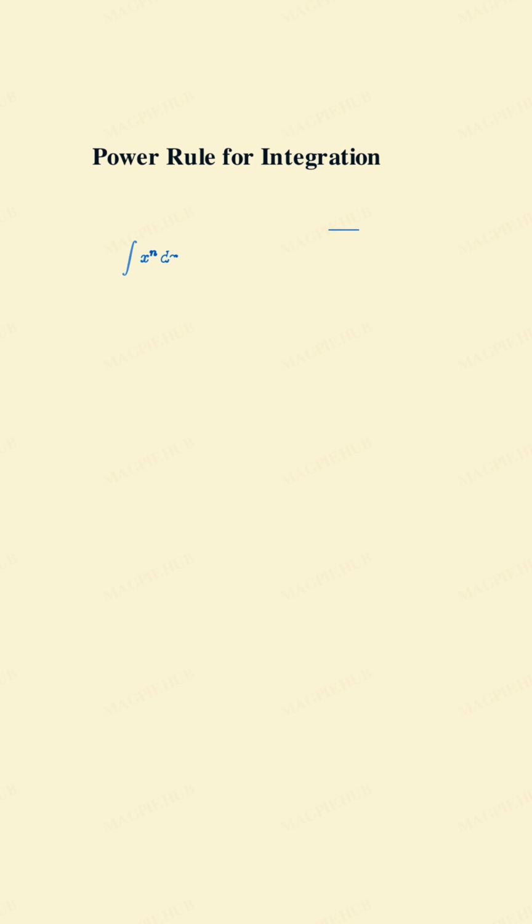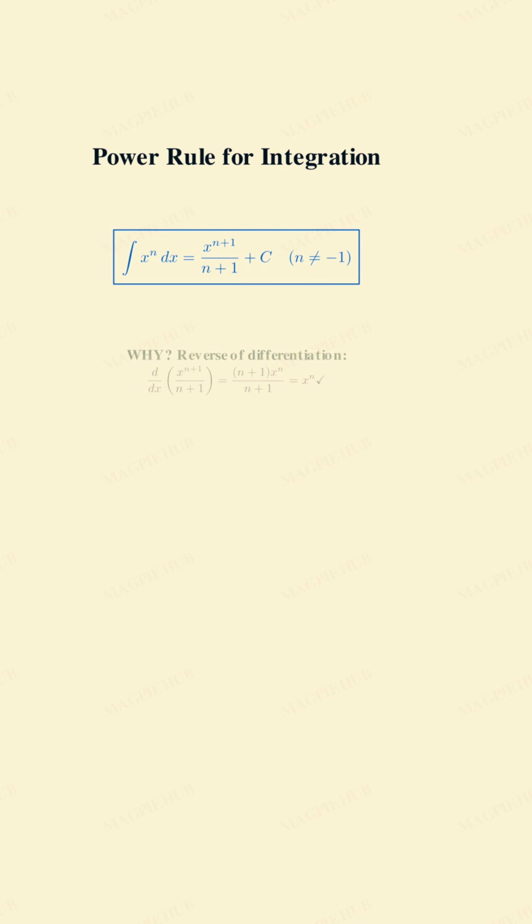The power rule for integration, the most fundamental formula. Integral of x to the n dx equals x to the n plus 1 over n plus 1 plus c, valid for all n except n equals -1. Why does this work? Because differentiating the answer gives back x to the n, it's just the reverse of the power rule for derivatives. Here are the most common algebraic integrals.